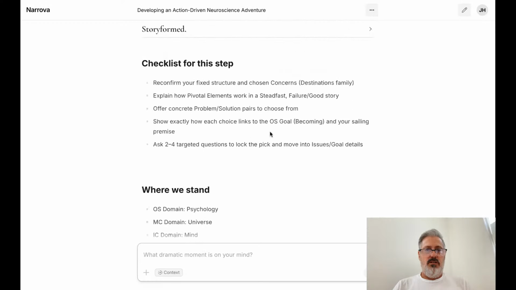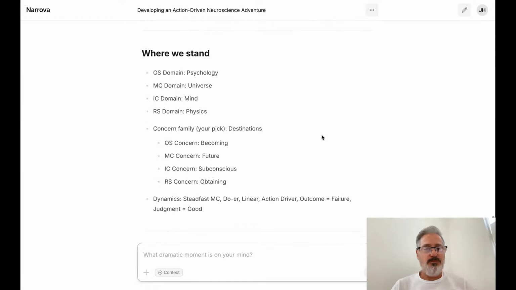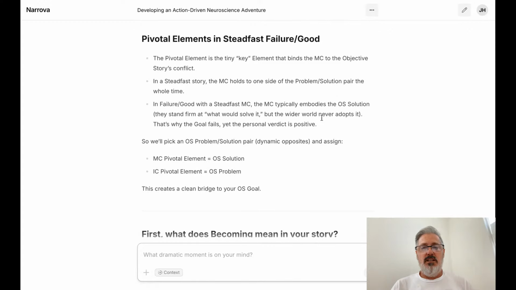Okay, that's good. So explain how pivotal elements work in a steadfast failure story. Pivotal elements don't work the same in every story. In a story where the main character changes or resolves, it's more about what's really underneath and how they change. In a steadfast story, it's usually about the work that is going on outside. So let's see. All right. So the pivotal element is the tiny key element that binds the main character to the objective story's conflict. And at all these resolutions, all four through lines are connected to each other. That's what binds everything together.